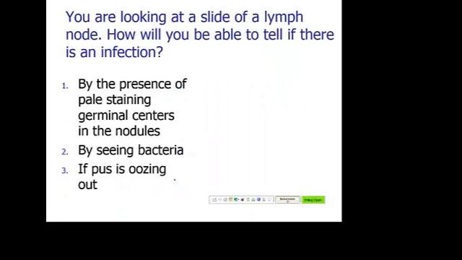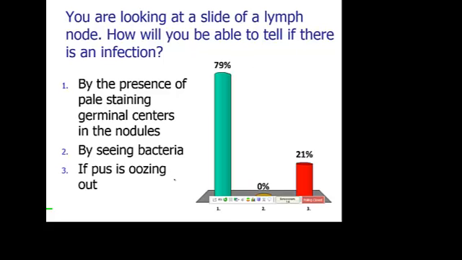Let's look at this. You're looking at a slide of a lymph node. So let me see if you were listening. How would you be able to tell that there was an infection? Ooh, I was hoping no one would say pus oozing out. You're looking at a slide. See the word? Looking at a slide under the microscope. You cannot see pus oozing out in a slide, right?